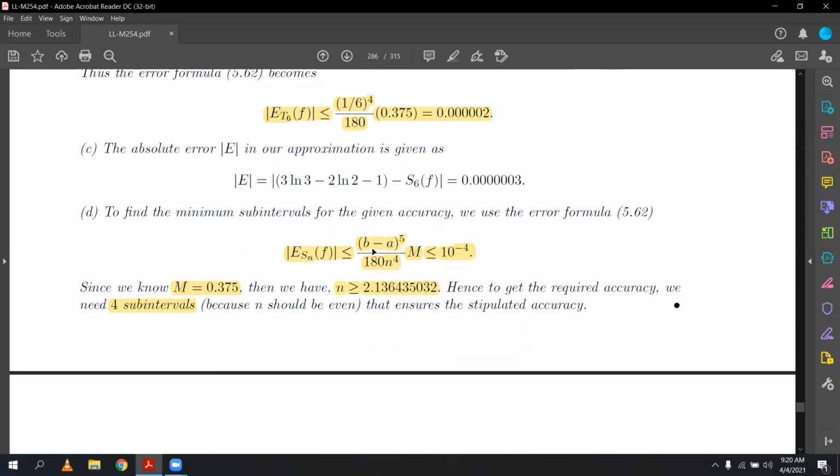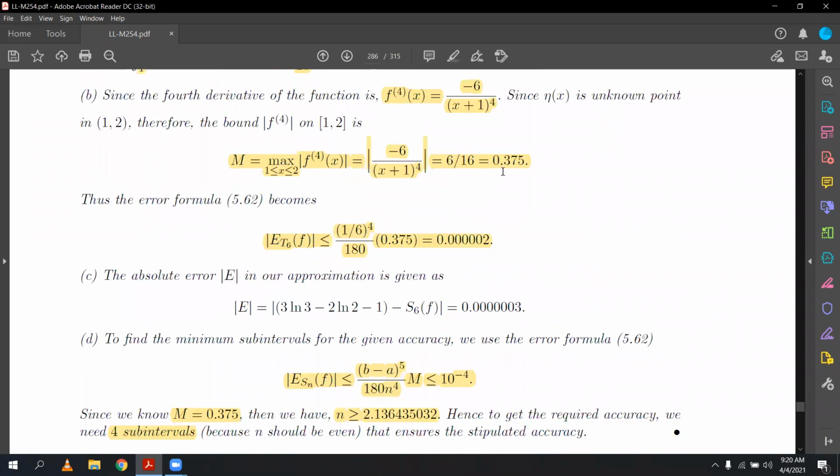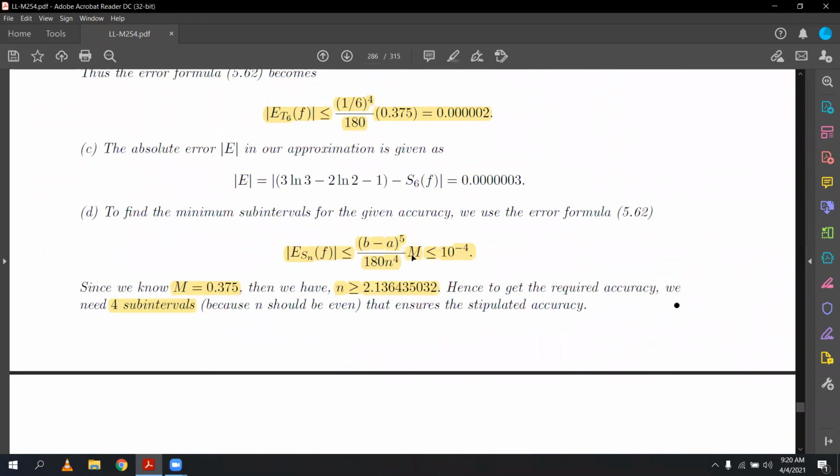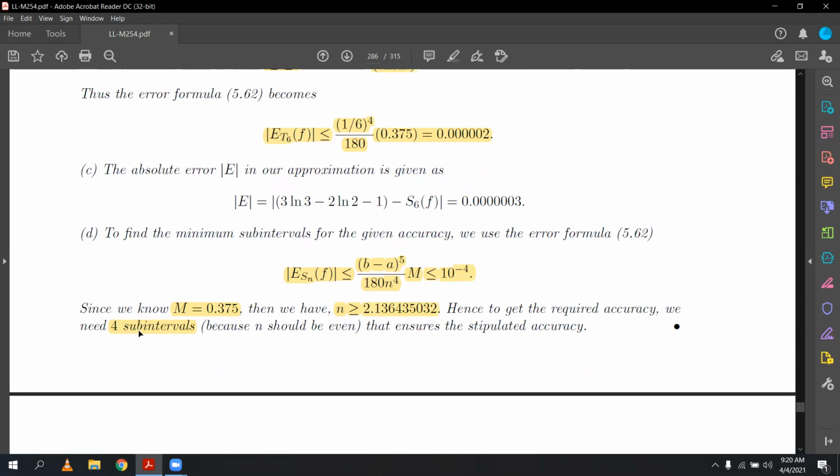So we have b is 2, a is 1, and M we just found is 0.375. You put the values there, take n to the power 4 on the right-hand side, 10^-4 on the other side, and simplify, and you will get n is greater than or equal to 2 point something. It means we have to take the very next integer, which is 3, which we cannot take in Simpson. So we have n equal to 4. It's 4 subintervals.